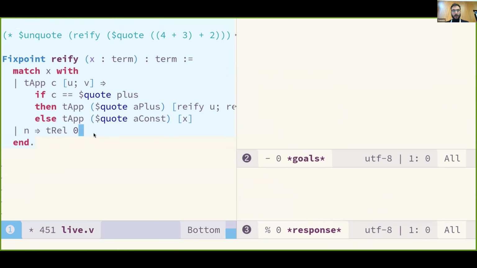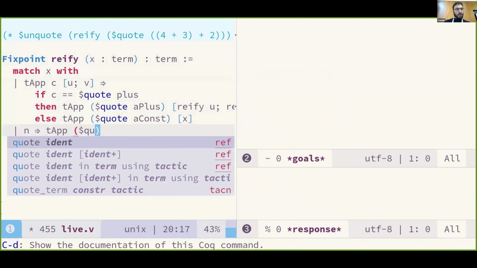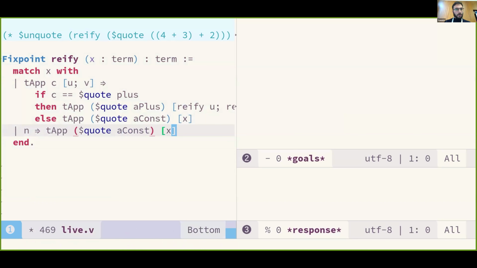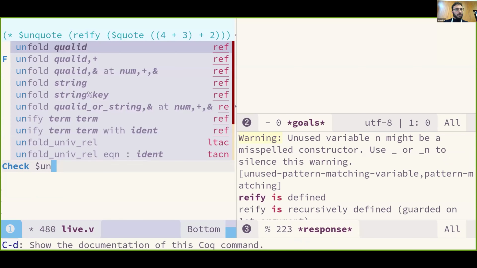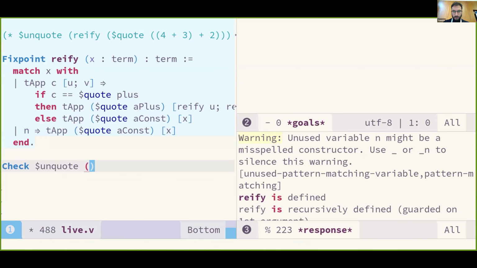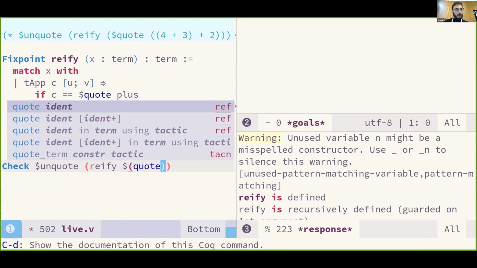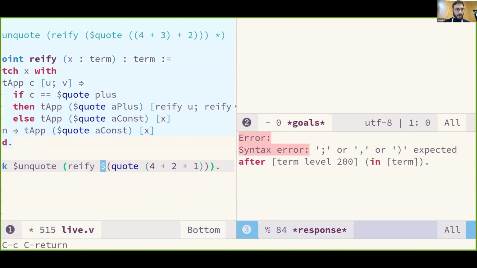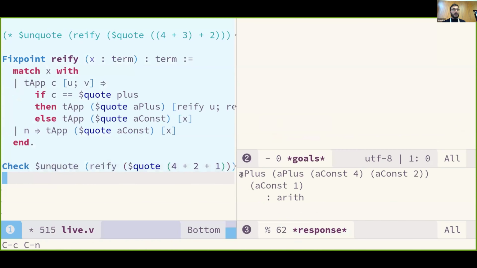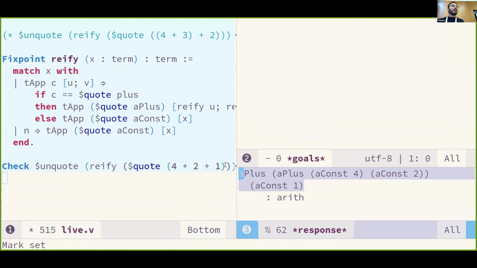And in the case here, we also want to return, say this is a constant, quote a const, and we want it to be applied to x. And I think that's already enough to run the simple example. I go a few from the beginning, where we want to reify the quotation of, let's say, 4 plus 3, or whatever. Cool. And it actually gives us, I think, the right thing here.